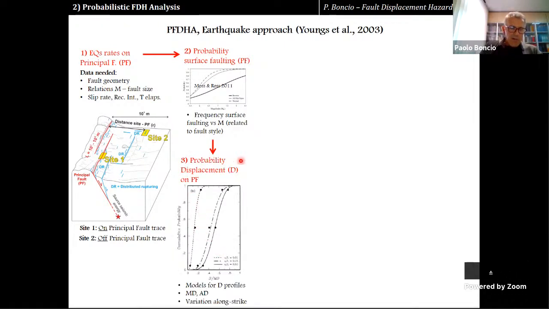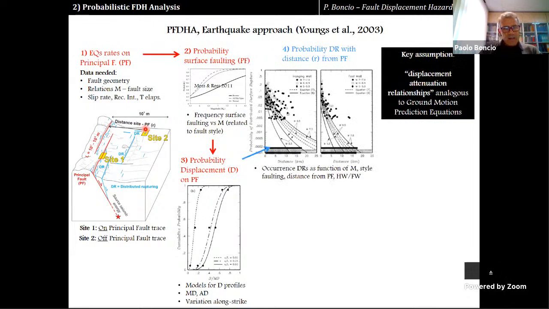Then you define the probability of displacement along strike of the principal fault using models of displacement distribution along strike of the principal fault. Then for sites located away from the principal fault, you can have distributed faulting. So you calculate the probability of distributed rupturing away from the principal fault. A basic assumption of the method is that one can define displacement attenuation relationships similar to ground motion prediction equations.